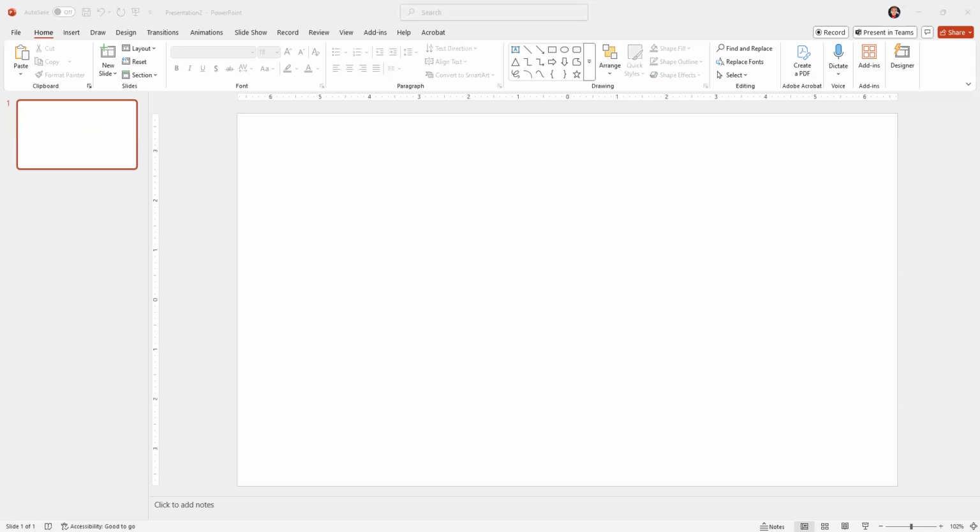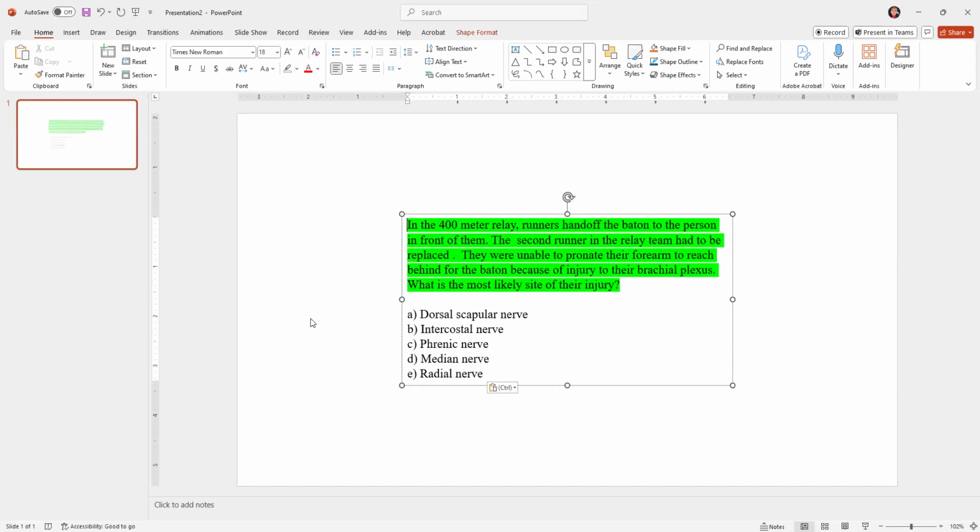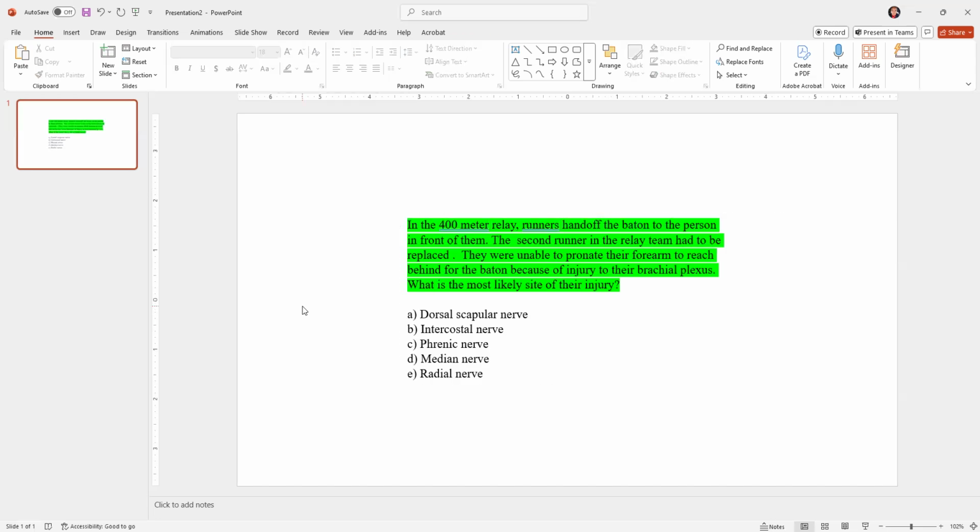Okay, this is more like a clinical application question. Make sure you know which nerve: radial nerve palsy will cause a wrist drop, and carpal tunnel syndrome is because of the median nerve. So make sure you know a couple of those clinical applications of some of the important nerves.